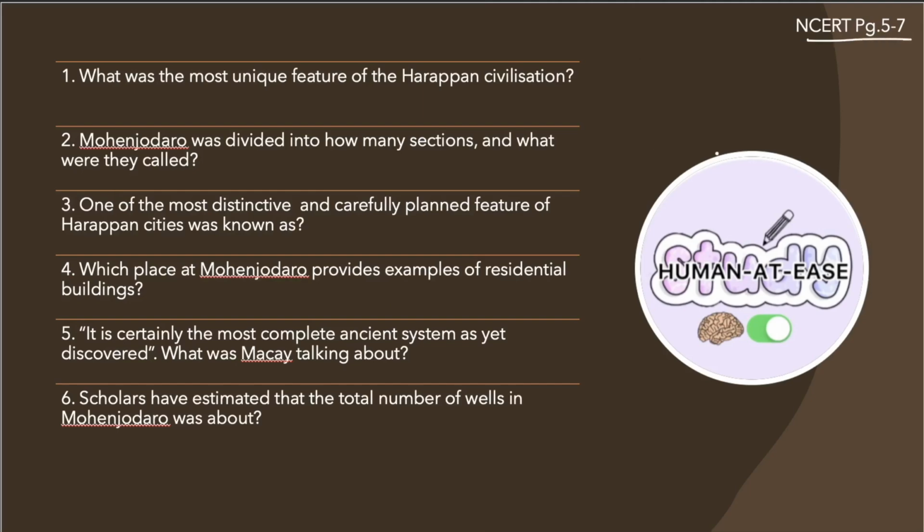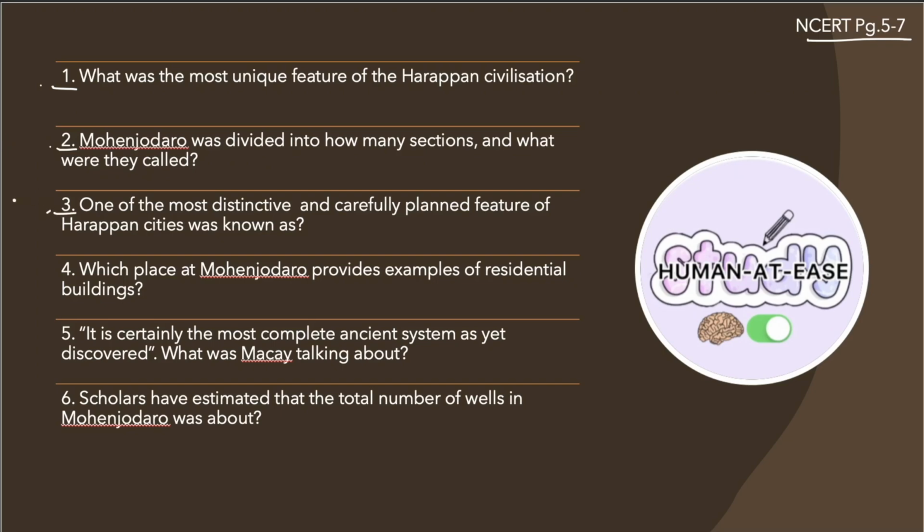NCERT page 5 to 7. Question number 1. What was the most unique feature of the Harappan civilization? Question number 2. Mohenjo-daro was divided into how many sections and what were they called?